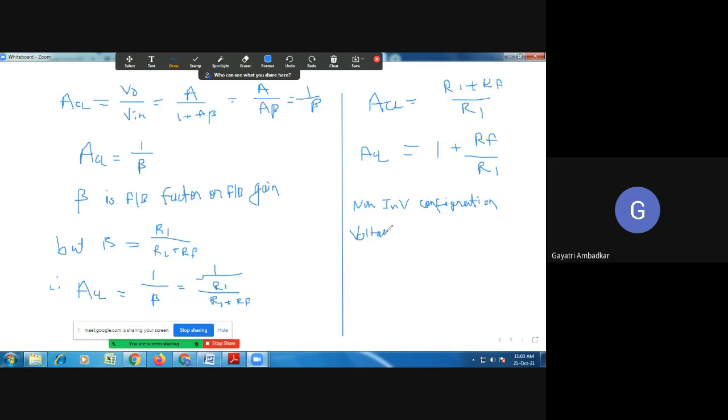Voltage. We have sampled voltage and we have mixed the voltage, meaning series mixing. Voltage series feedback. So what is the gain of the op-amp? I will ask you in two ways. What is the gain of the op-amp for the non-inverting configuration, or what is the gain of the op-amp with voltage series feedback? So the answer of both is ACL is equal to 1 plus RF by R1.